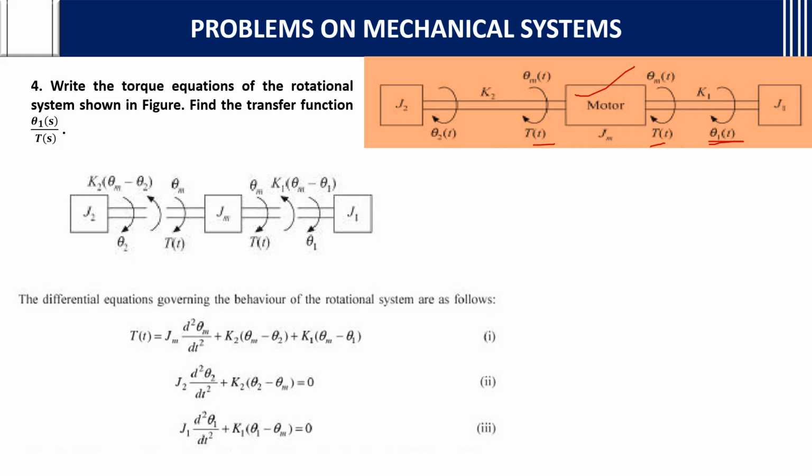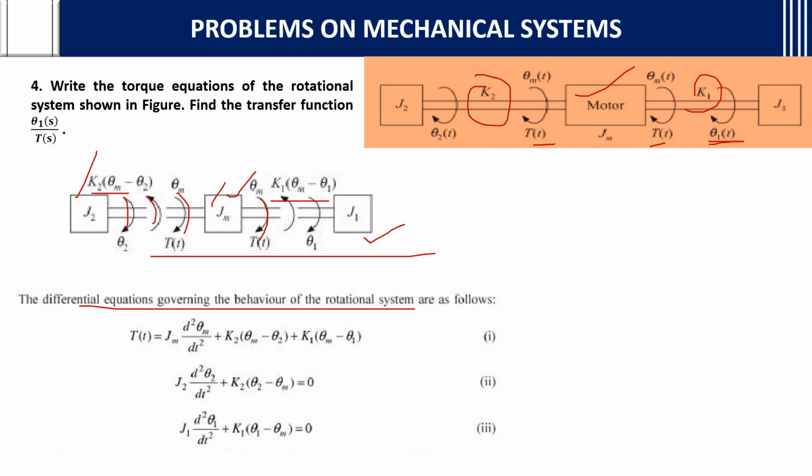Here a motor is given. So how to write? First you write the motor. For the motor, what all are connected? Theta m of t, and its derivatives. Then in between the motor and J2, there is one K element. So K2 will be written in terms of theta m minus theta 2, in both directions. Again for J1 also there is K1. In both directions you are going to mention K1 into theta m minus theta 1. Understood? This is the free body diagram.